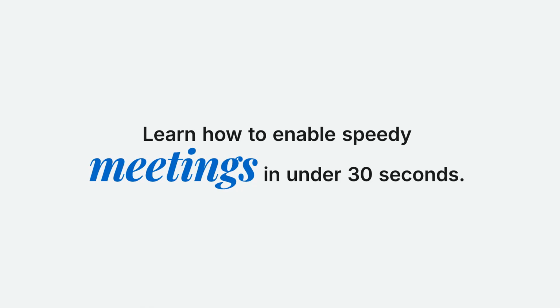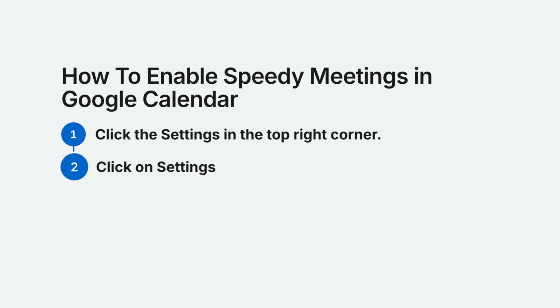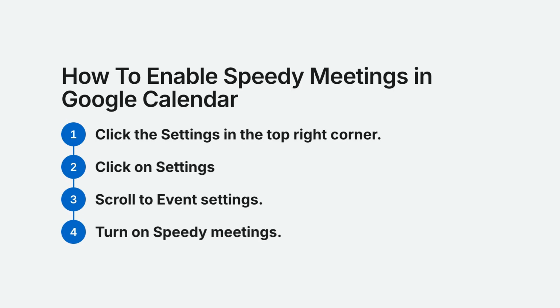Are you tired of rushing between back-to-back meetings with no break? Learn how to enable Speedy meetings in under 30 seconds. We'll open Settings, find Event Settings, and flip one toggle. You'll never manually pad your calendar again.